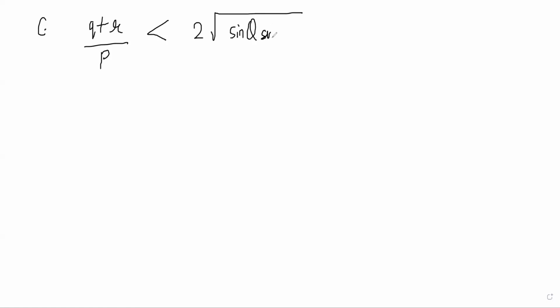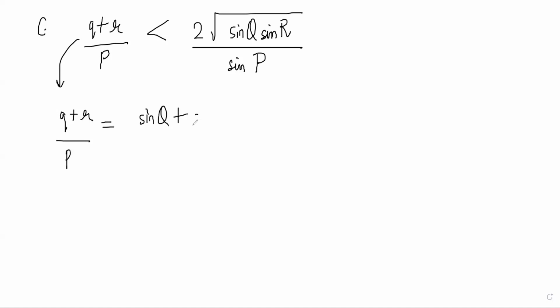Now let's look at option C. Option C was (Q plus R) by P is less than 2 times root over sine Q sine R by sine of P, right? So let's look at whether this inequality is correct or not. Now, if you use sine rule, (Q plus R) by P can be written as sine of capital Q plus sine of capital R by sine of capital P, right? Why did I use sine rule? Because I have to compare it with something like this, and notice that this also has sine Q, sine R and sine P, right?